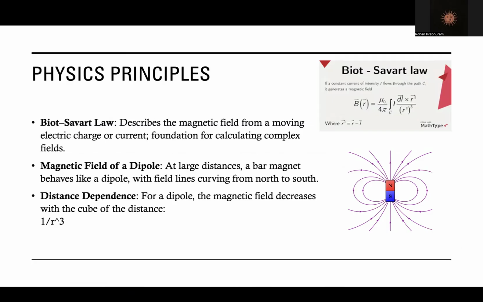The lab is based on two key physics principles: the Biot-Savart law, which gives the magnetic field due to a moving charge or current, and the magnetic dipole field model. For a bar magnet treated as a dipole, the field along the axis follows a 1 over r cubed dependence. This gives us a way to verify theoretical expectations through data fitting.